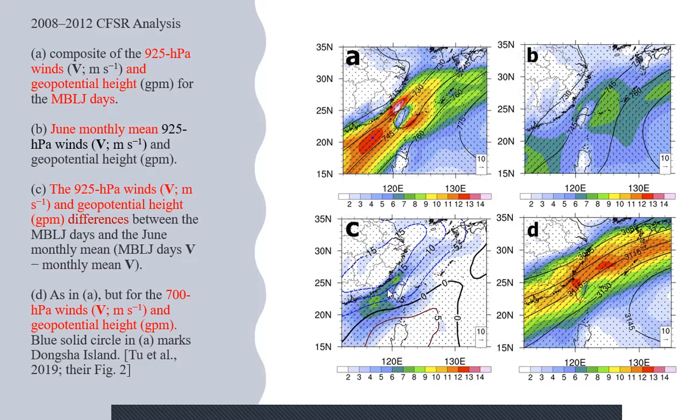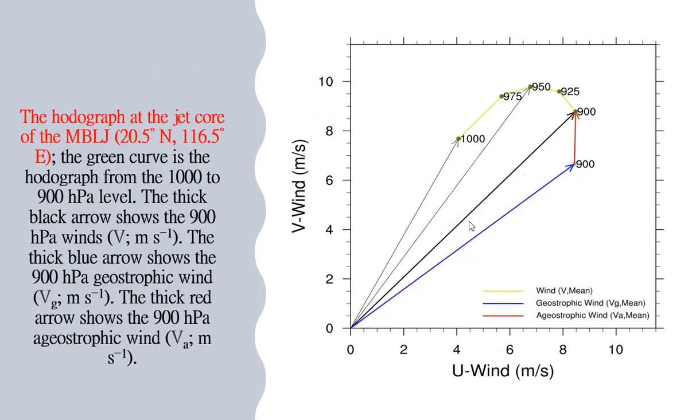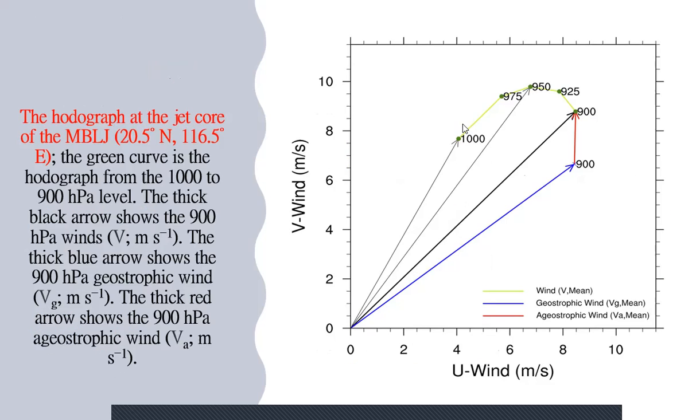And how come the maxima is at 950 millibars? Because this is due to frictional force in the marine boundary layer. To show that, you can see the wind profile associated with the jet core of the marine boundary layer jet. You can see the Ekman solution, Ekman spiral. And at 900 millibar, the flow is supergeostrophic. So this is the geostrophic wind, and you have an ageostrophic wind pointing toward lower pressure.